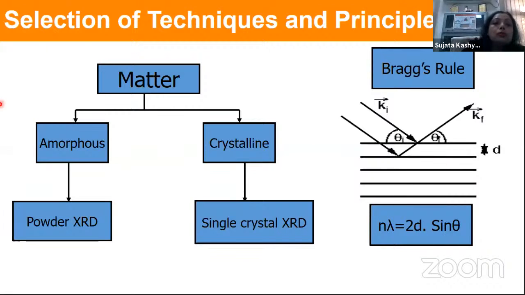And how will we choose? If we look at matter or material, there are two types: it could be amorphous or crystalline. If our sample is of amorphous nature, we will go for powder XRD. If the sample is of crystalline nature, we will go for single crystal XRD.